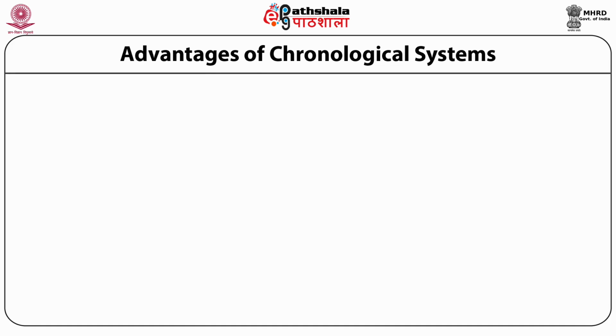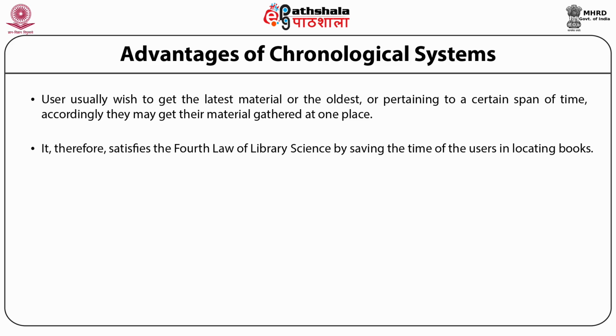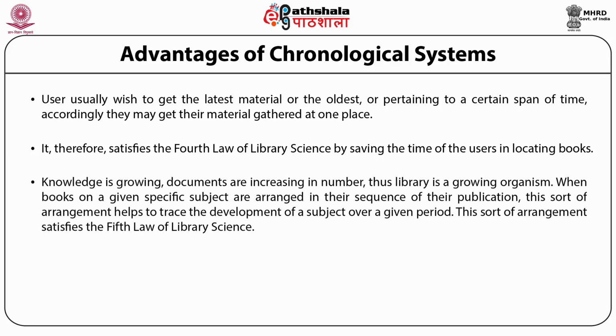Advantages of chronological book numbering systems. Ranganathan always advocated this chronological system over the alphabetical ones. To count the advantages in this historical arrangement or year-wise arrangement, you see users usually wish to get the latest material or the oldest or pertaining to a certain span of time. Accordingly, they may get their material gathered at one place. It therefore satisfies the fourth law of library science, that is save the time of the users, by saving the time of the users in locating books.